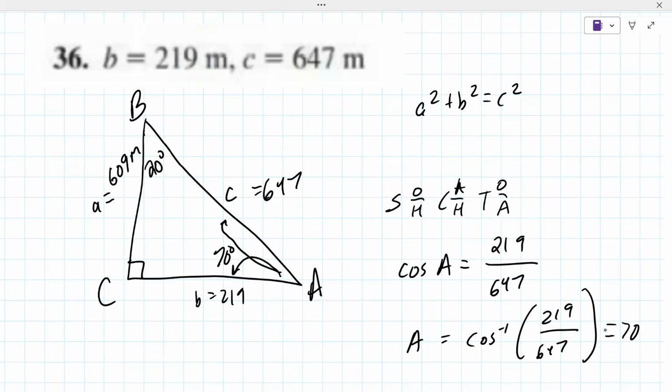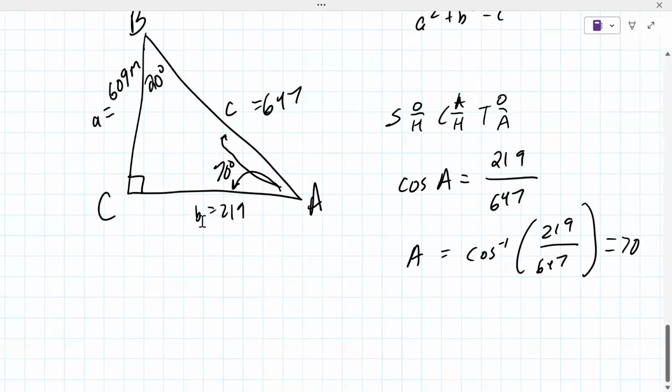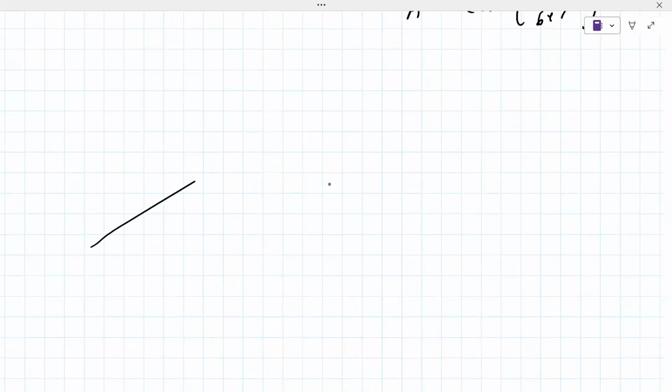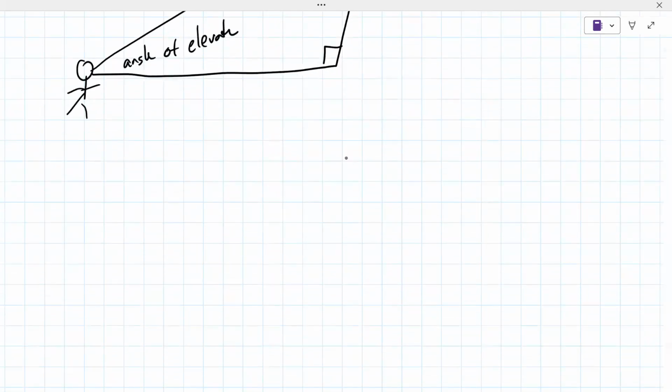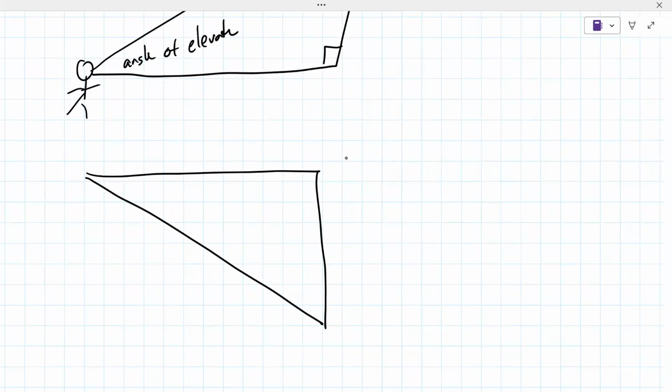So the next grouping of problems are these word problems. We should talk briefly about the angle of elevation and the angle of depression. So when you're looking up, this is the angle of elevation. And then when you are looking down, like let's say you're in an airplane looking down. I'm not really good at airplanes, so I'll just say airplane. This is the angle of depression.